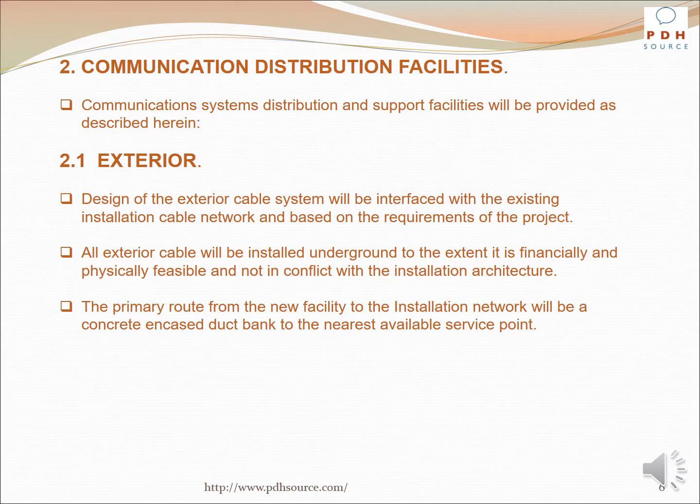Communication systems, distribution, and support facilities will be provided as described herein. First, exterior. Design of the exterior cable system will be interfaced with the existing installation cable network and based on the requirements of the project. All exterior cable will be installed underground to the extent it is financially and physically feasible and not in conflict with the installation architecture. The primary route from the new facility to the installation network will be a concrete encased duct bank to the nearest available service port.